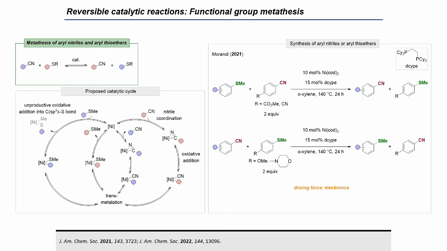Subsequent mechanistic investigation showed that after oxidative addition of the nickel catalyst into the aryl nitrile or aryl thioether bond, transmetallation can occur, leading to interchanged aryl nitrile or aryl thioether products respectively. Interestingly, they could also show that in a non-productive pathway, the nickel catalyst can oxidatively add into the C(sp3)-sulfur bond. To avoid this undesired reactivity, an improved protocol was developed using sterically more demanding alkyl substituents on the aryl sulfide. Thus, the catalyst loading could be reduced.